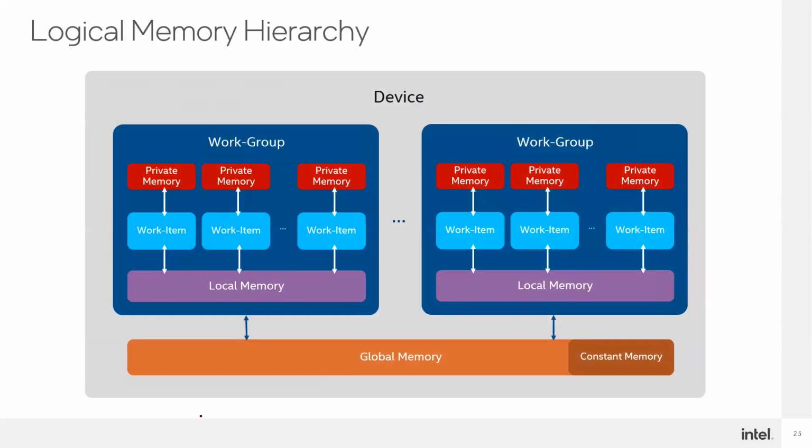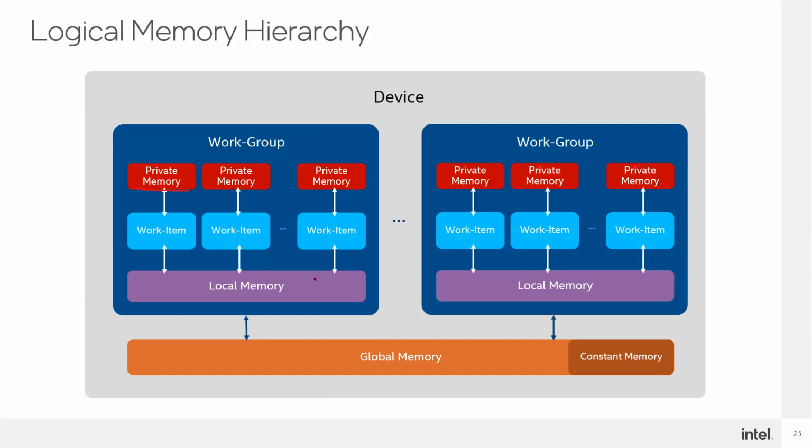So a few words now about the logical memory hierarchy. As I said, there is always a global memory available for work groups, and there is a local memory, which is called SLM, shared local memory, available for each work group, and each work item may have its own private memory. So in our case, a shared local memory is limited to 64 kilobytes for each work group.